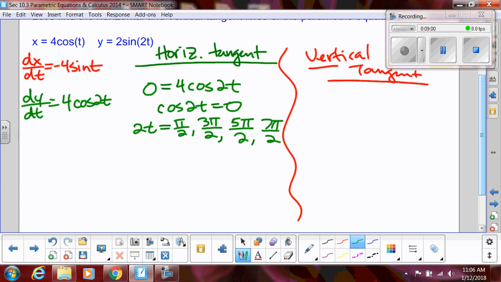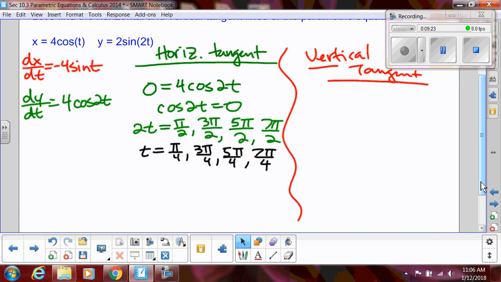Okay, so if I go from 0 to 4 pi instead of 0 to 2 pi, that will help me with the 2t. And then if I divide everything by 2, I'm going to get t is equal to pi over 4, 3 pi over 4, 5 pi over 4, and 7 pi over 4. So you see how these t values are in between 0 and 2 pi. All right, so now we got to figure out, okay, do all of these work?